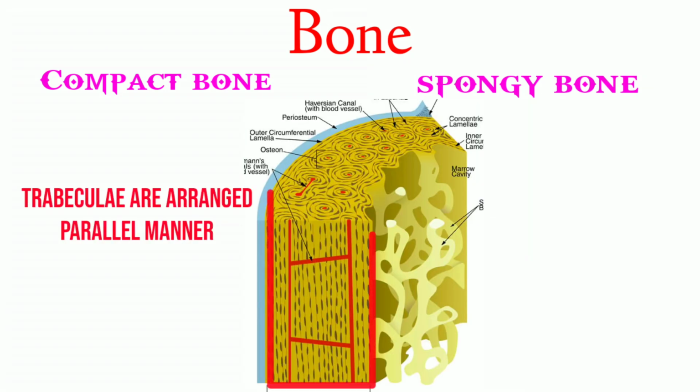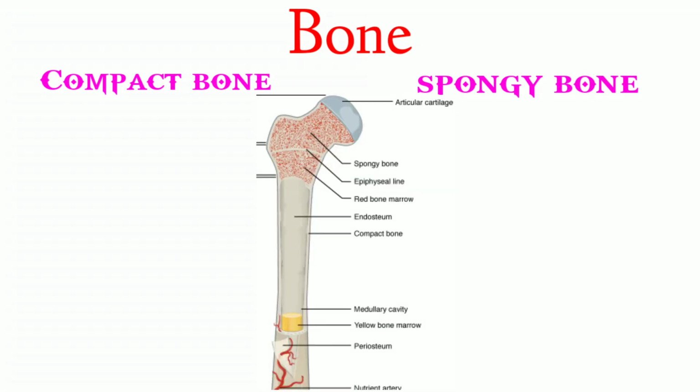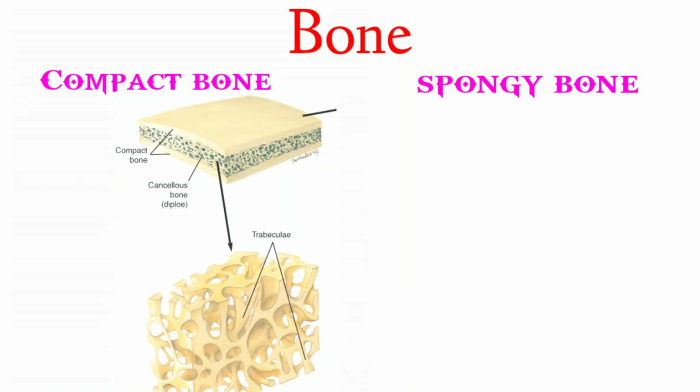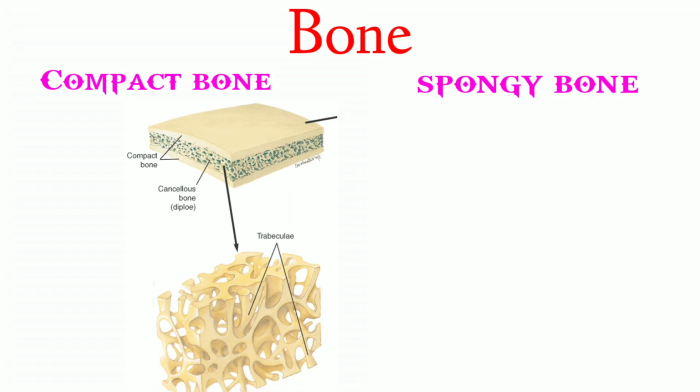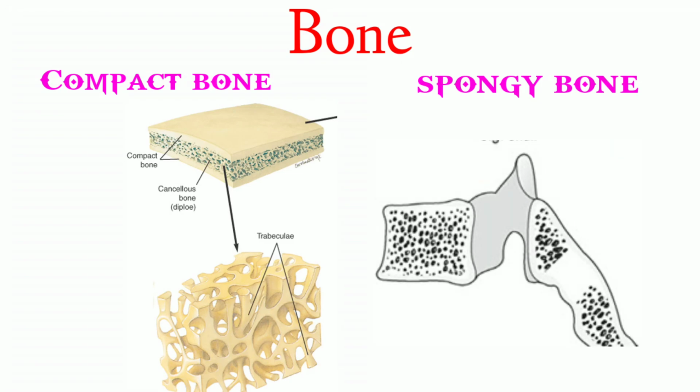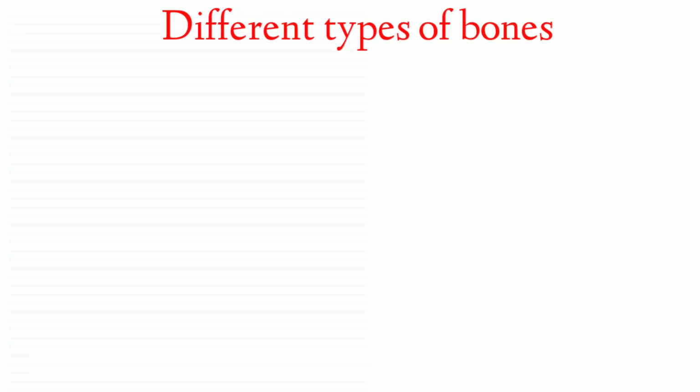The compact bone has a regular arrangement in a parallel manner, and the compact bone is found in the cortex of the shaft of long bones. The spongy bones are found in the ends of long bones, in some flat bones, and in other irregular bones also.